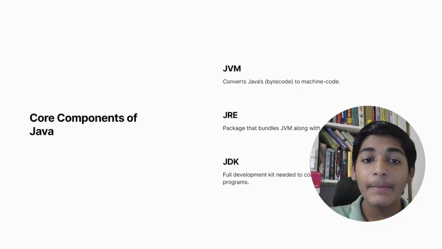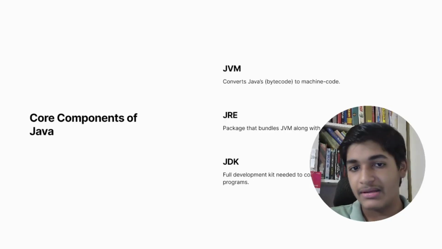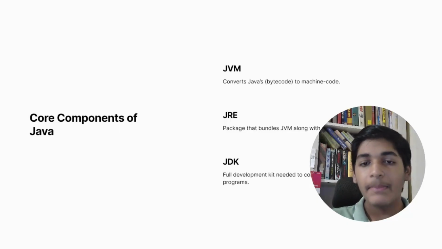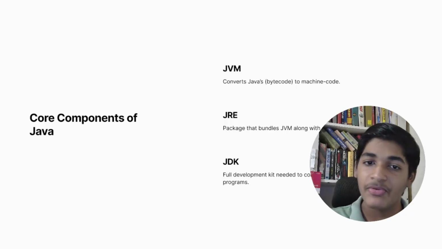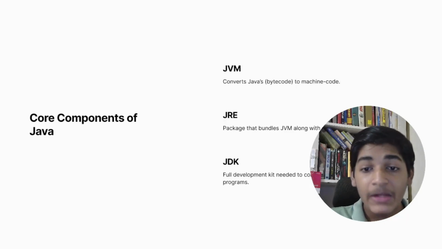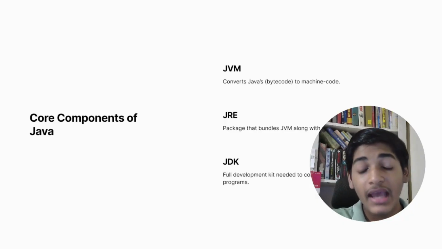Now the second core component is JRE. JRE stands for Java Runtime Environment. JRE is actually a package that bundles the JVM along with other core libraries which are required to run Java programs. And the third one is JDK, which is Java Development Kit. It is a full development kit which is needed by developers to compile and run Java programs. So if you want to compile and run the entire Java program, you will need the help of JDK.